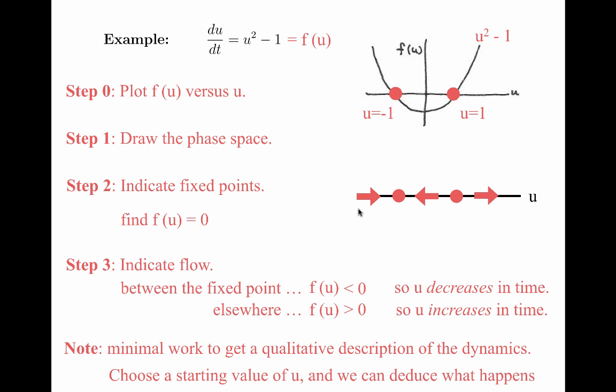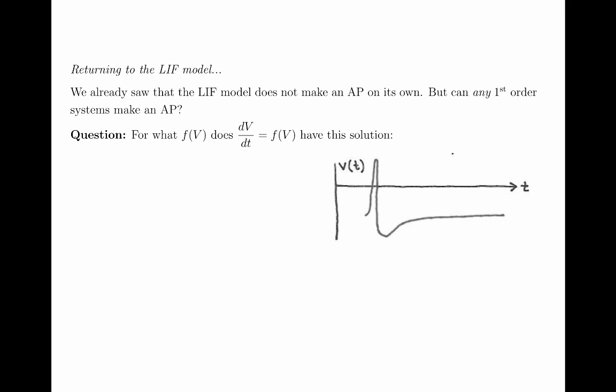So no matter where you start, you could choose a u anywhere in this interval, and we can say where that value of u will end up in the long run. We may not understand all of the details of the dynamics of the system, but we know what will happen if we let time run long enough. u either converges to this fixed point on the left, or it blows up and goes off to infinity. So now let's return to our leaky integrate and fire model. We already saw that the LIF model does not make an action potential on its own.